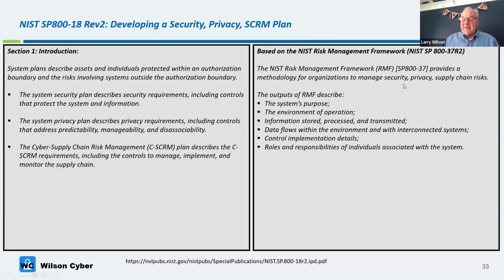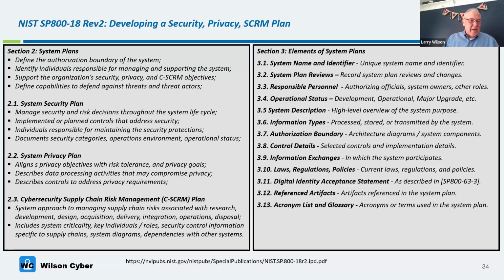On the right, we have mapping to 800-37 R2, which is, again, the risk management framework we just talked about when we talked about zero trust. So we're going to use the same framework, the same 7 steps when we implement an AI security program as we did for a zero trust program. The outputs include the system's purpose, the environment of operation, the information stored, processed, and transmitted, the data flows, the architectures, the control implementation details, the roles and responsibilities. So here's the details of the system plan. We have the authorization boundary, individuals responsible, organization security, privacy, supply chain risk management controls, the capabilities to defend against threats. Again, 3 different: the system security plan, the privacy plan, the supply chain risk management plan.